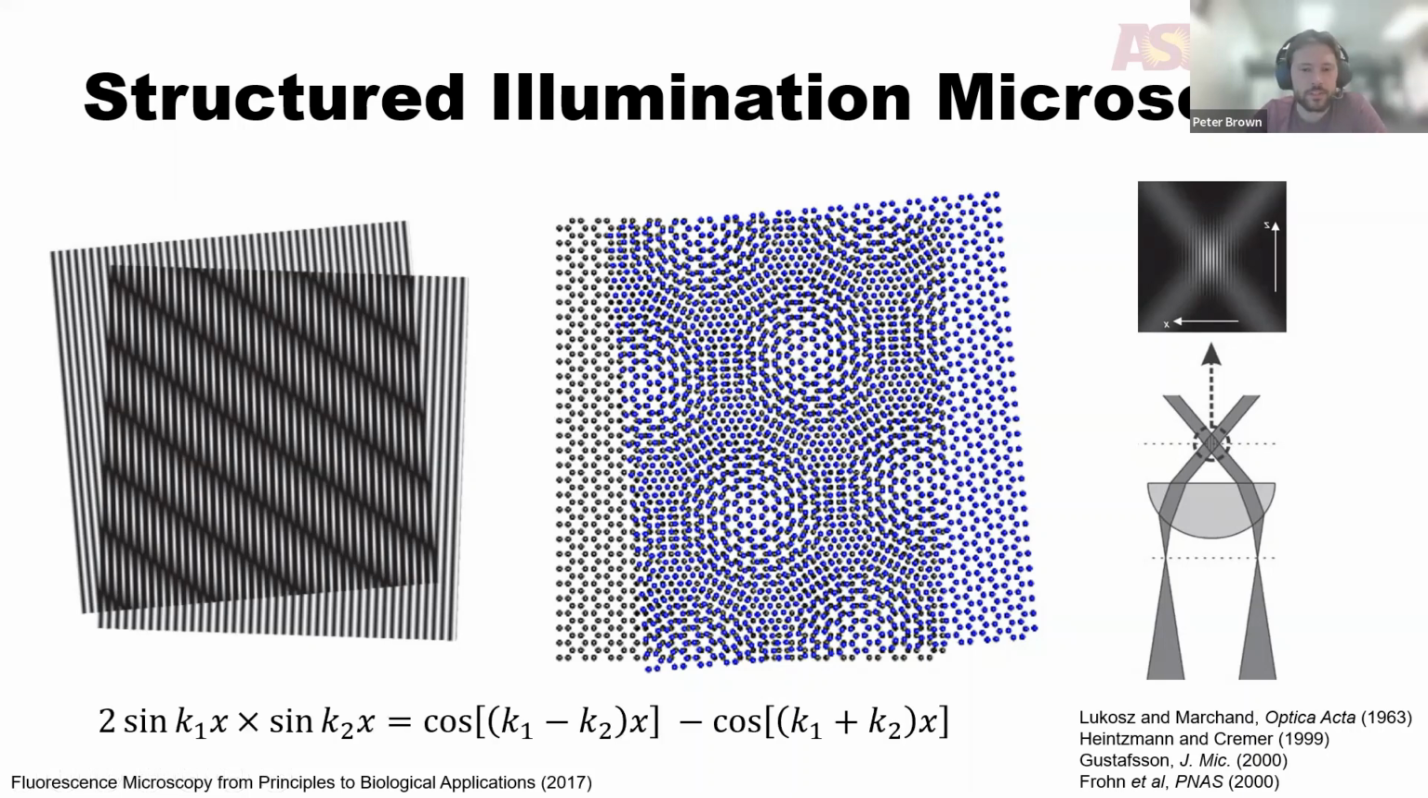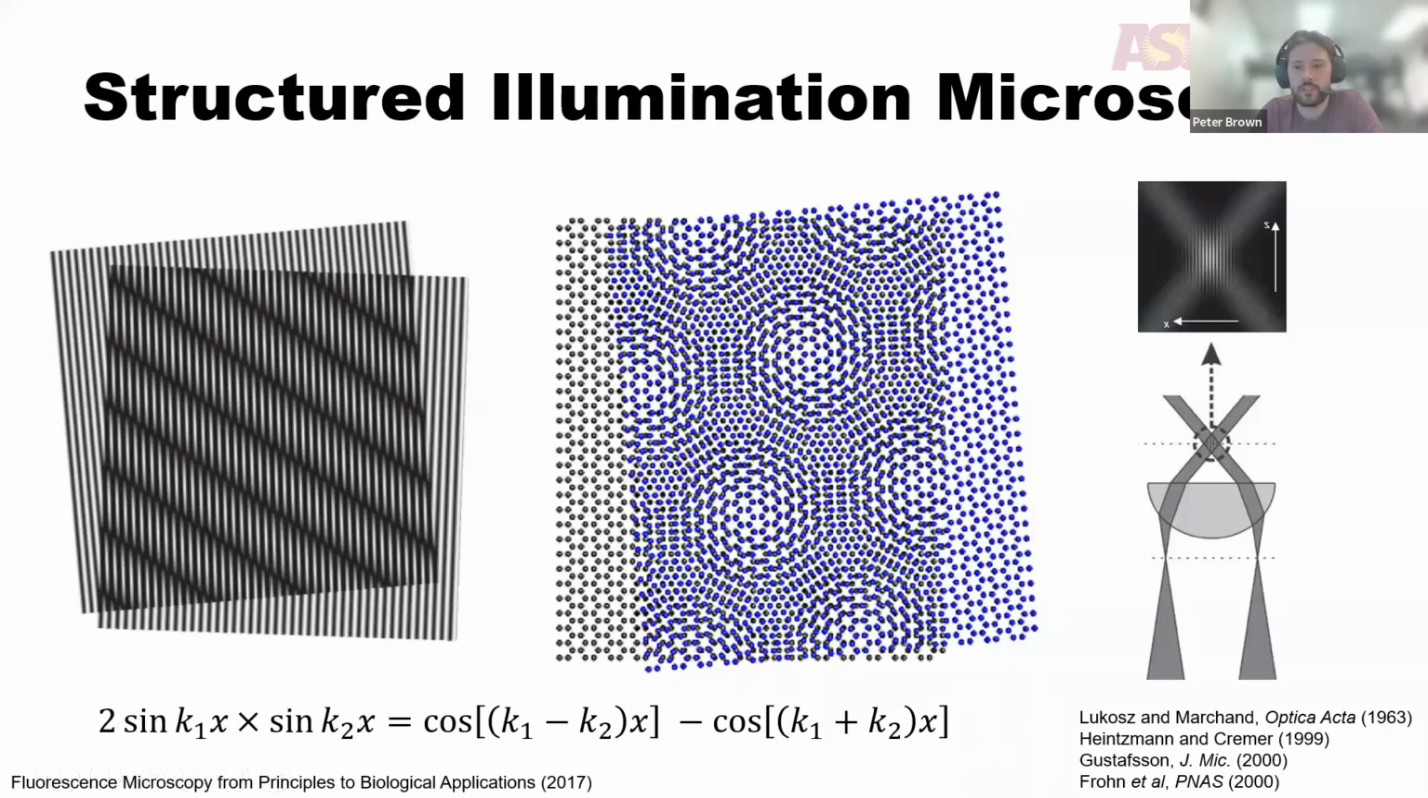We can think about this with a very simple mathematical example. If we multiply two sine waves with different frequencies together, we get a signal at the difference frequency between these two sines, which is exactly this Moiré pattern, this low frequency pattern that we showed here, and a signal at the sum frequencies, which will be removed. It won't make it through the bandpass of the microscope system.